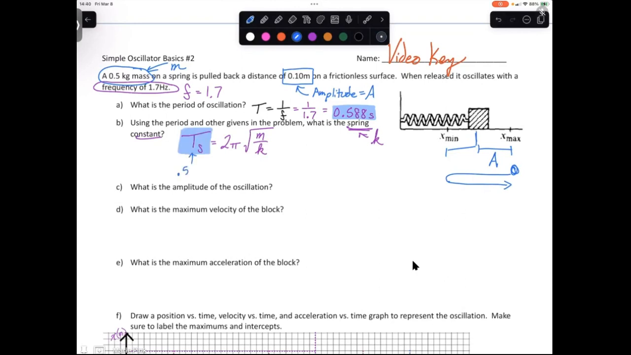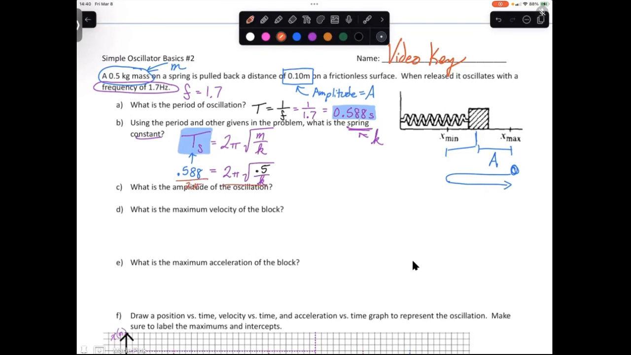So 0.588 seconds. And I'm actually going to make sure that I leave that number in my calculator so that way I can have a very precise number later. And that'll be equal to 2 pi times the square root of our mass, which was 0.5, that was given in the problem, over k. All right, so to solve for the k, I'm going to start by dividing by 2 pi on both sides.